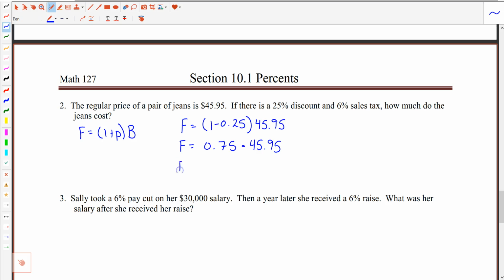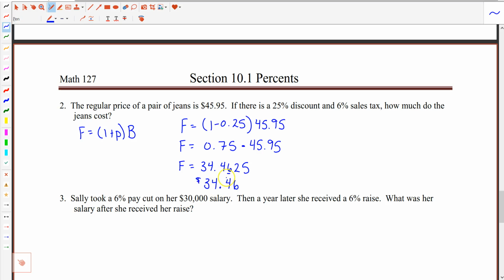So at this point in time, if you were to put this in your calculator, you would get that F is equal to 34.4625. Maybe rounding this one to the nearest penny, since this is not 5 or bigger, that number is going to stay the same. So after the discount, the jeans cost $34.46.